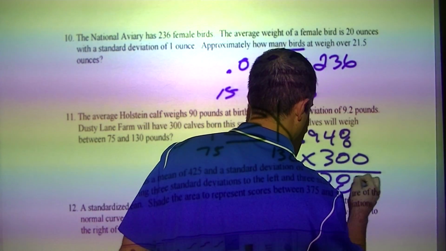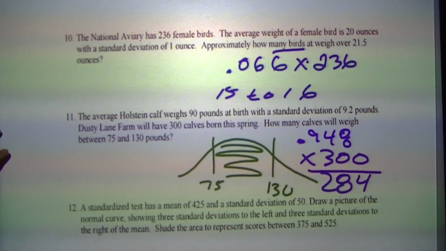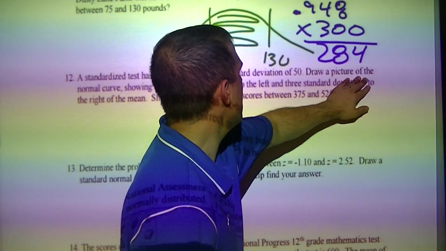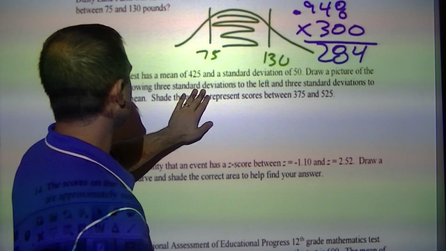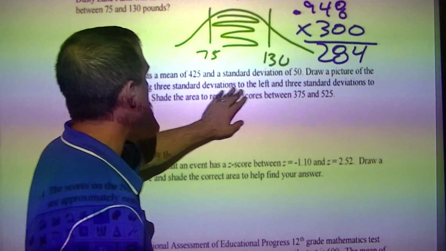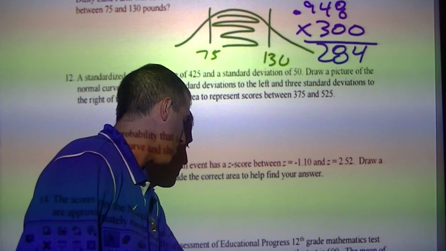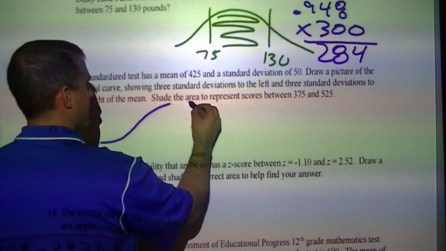Okay, all right. Now it says a standardized test has a mean of 425 and a standard deviation of 50. Draw a picture of the normal curve showing 3 standard deviations to the left and 3 standard deviations to the right. Shade the area that represents that score. Okay, so here's the idea. Here's the idea behind standard deviation.